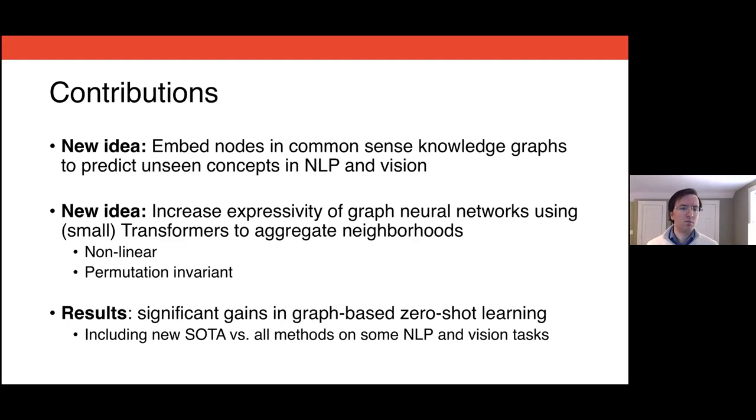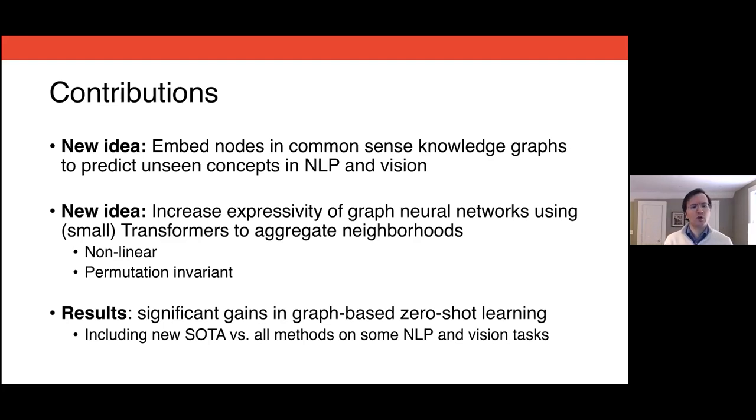Another thing on the modeling side that I want to share with you is how we can increase the expressivity of graph neural networks with a new type of architecture where we use small transformers to aggregate the information in node neighborhoods. What I'll show you is that this checks a couple of boxes that have been difficult to bring together in graph neural network architectures. We're aggregating neighborhoods in a nonlinear way, which is nice because it gives us more expressivity, but it's also permutation invariant, meaning that it's invariant to the order of the nodes in the neighborhood that we feed into the network.